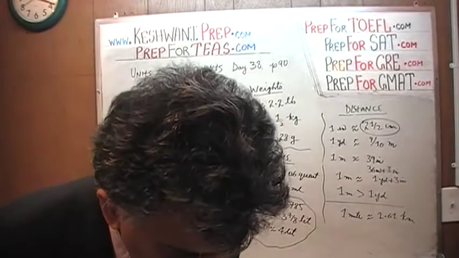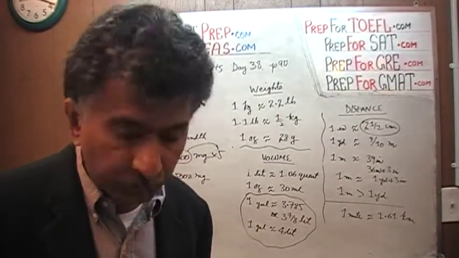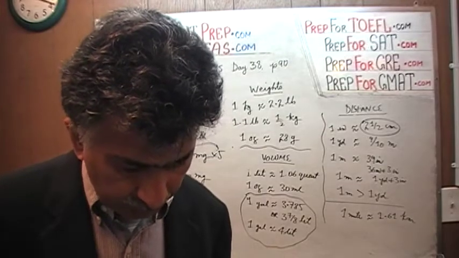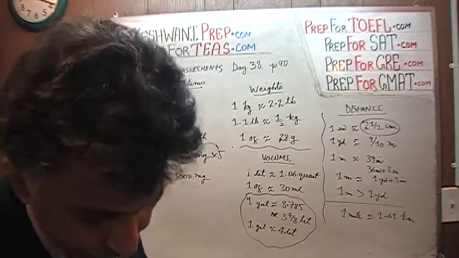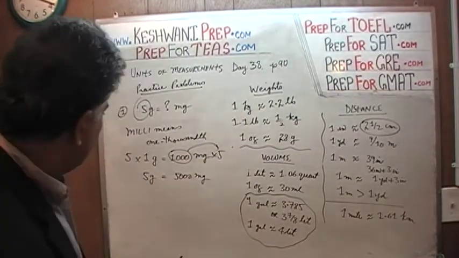Number 2. If 1 kilogram is approximately 2.2 pounds, aren't they nice? They actually tell you. The question is, how many pounds are there in 6 kilograms? Shall we find out? How many pounds are there in 6 kilograms? Okay, let's find out.